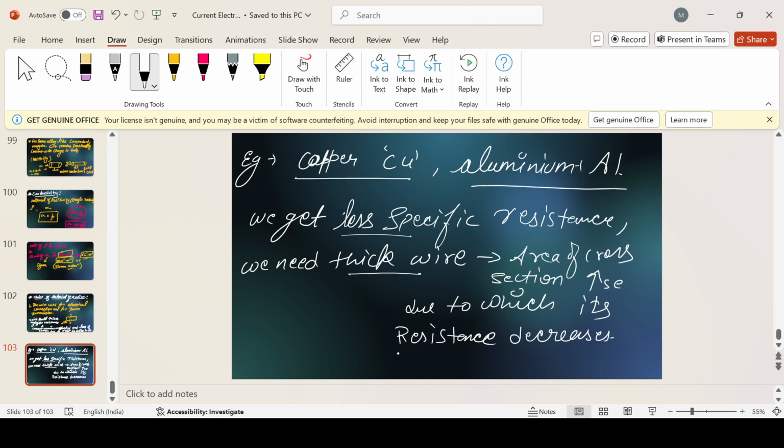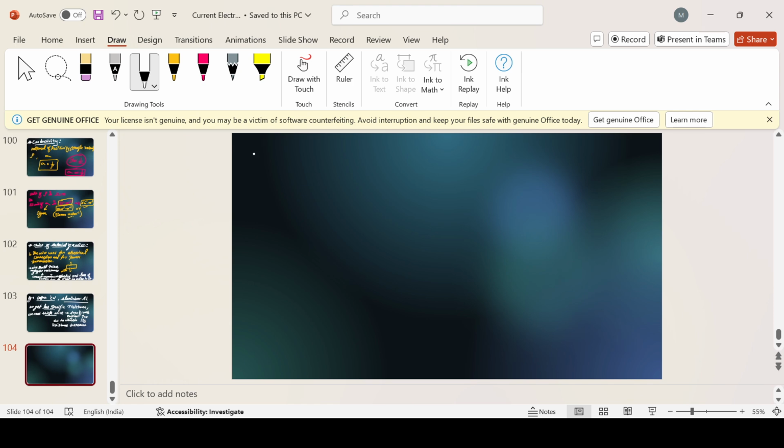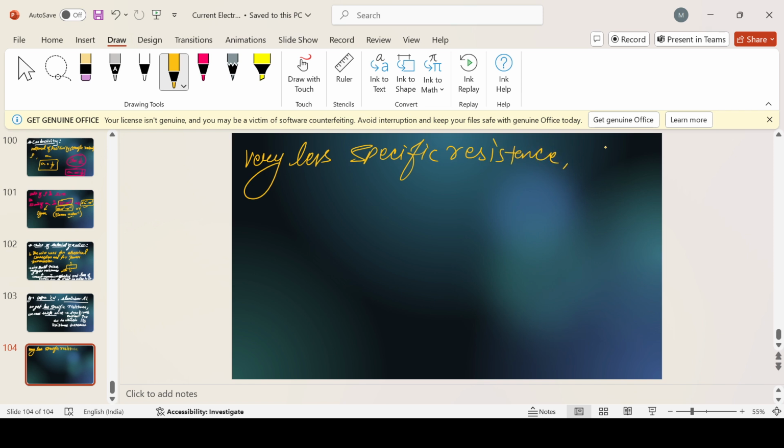Getting my point? Yes, sir. So out of these materials, which one has very less specific resistance? Copper. Look, I am giving you options. Very less specific resistance, arrange them in increasing order.